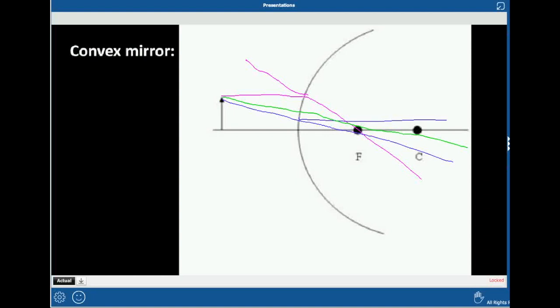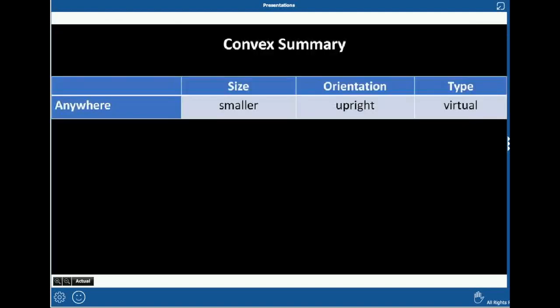If I had done it correctly, it would meet right here. It looks kind of confusing because these two kind of meet there, but it's actually right here because that's where they all meet. So it's going to be upright and it's going to be tiny. That's a convex mirror, and convex mirrors all kind of work the same regardless of how far away the object is. We'll see this in the next slide. Anywhere it is, it's going to be smaller, upright, and virtual. No matter if it's close or far, it doesn't matter.